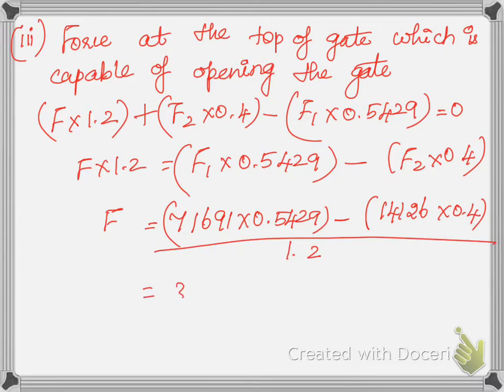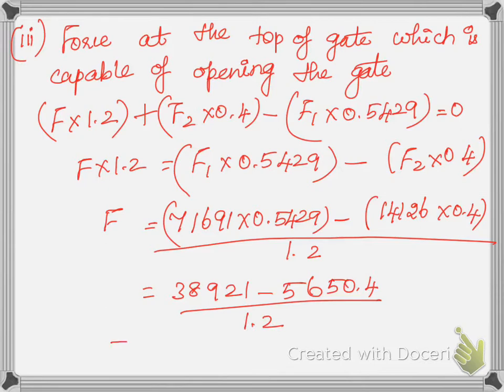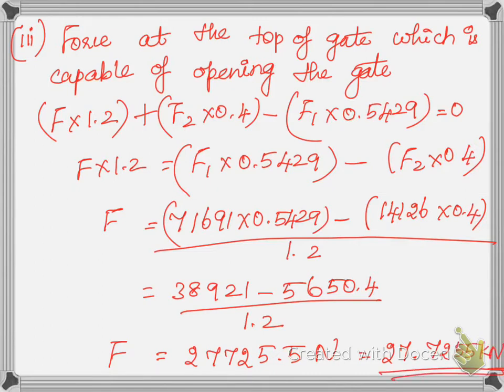So which is 38921 minus 5650.4, divided by 1.2. So my F is going to be 27725.5 Newton, which is 27.7255 kilonewton. So this is the force that is required at the top of the gate, and this is the force that is required to open the gate.